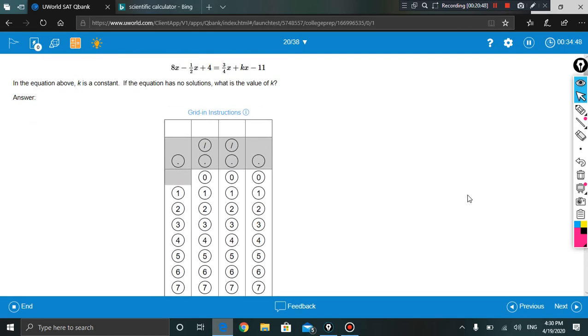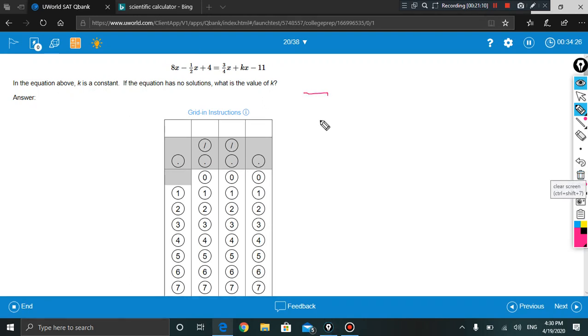Wait a sec. So I want to point out something. First of all, you want to notice that the whole numbers are different, which is what we want. All that's left is for us to have the same x coefficients. So if you have the same x coefficients on both sides and different whole numbers, then there is no solution, right? So what we can do here is simple.